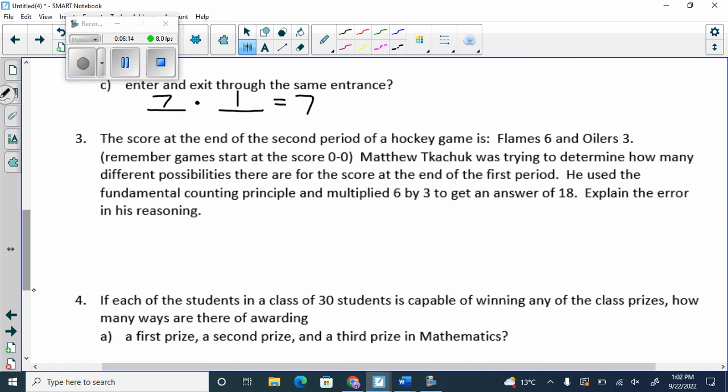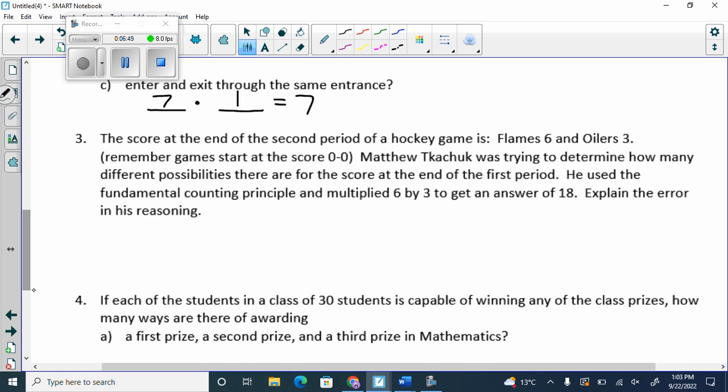That's good. Here we have a score at the end of the second period. The score at the end of the second period is 6-3, Oilers sucking, Flames winning. At current point here. And then remember, the game started 0-0. Then Matthew Kachuk was trying to determine, because he's just like, oh, I'm so bored, second period break between third and second, how many different possibilities there are for the score at the end of the first period, because he wasn't there to know what it was. So he wanted to figure out how many different ways. This is riveting. Put away your phones.